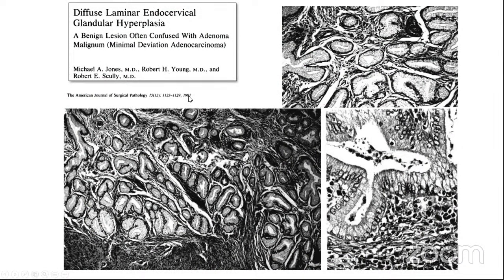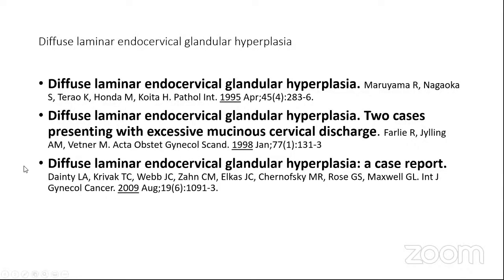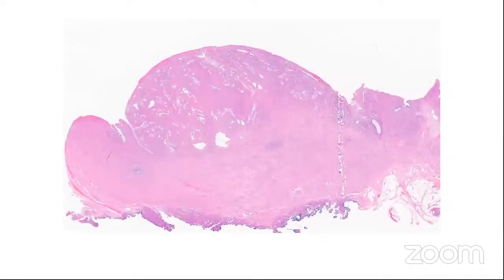This was first described in 1991 as diffuse laminar endocervical glandular hyperplasia by Drs. Young and Scully. And you can see I'm showing you a theme here: all of these lesions are very morphologically similar and, again, in their titles, often confused with minimal deviation adenocarcinoma. There have been several case reports of this entity since. And here's a nice example.